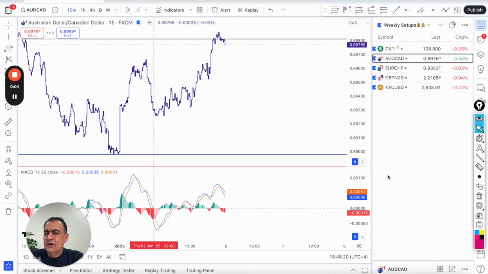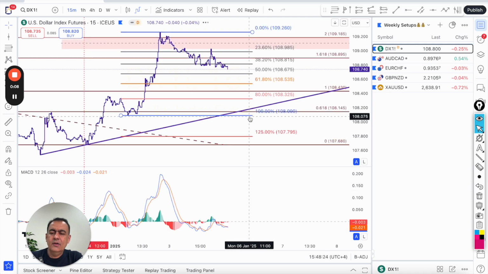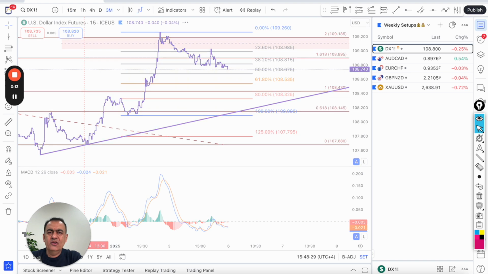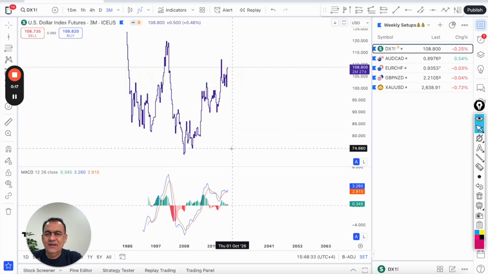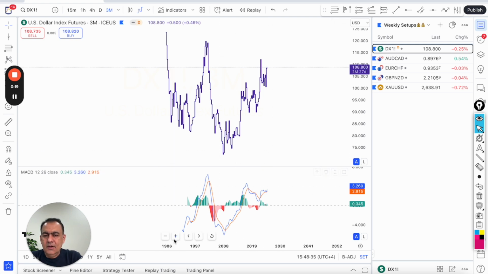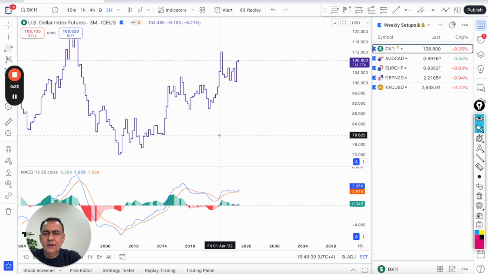So let's start our weekly forecast, and the first instrument is as usual our dollar index. Now here I want to start with a very long term chart. Reason being, I want to see the long term trend here as we are looking forward to the new year. So here I want to see how dollar is going to behave throughout 2025. That's the reason I'm starting on a 3-monthly time frame.